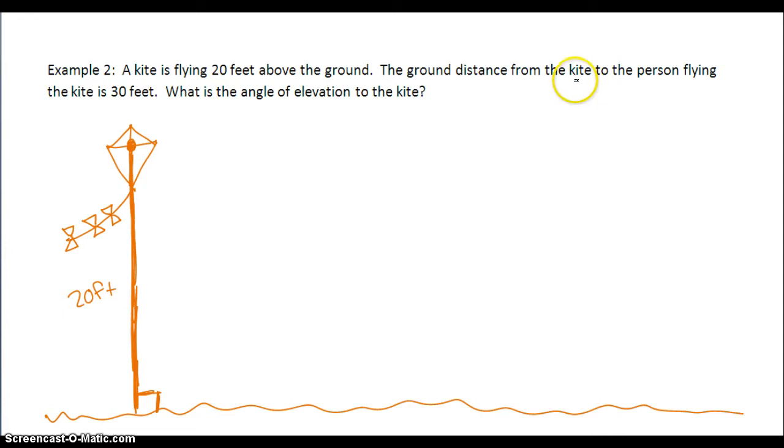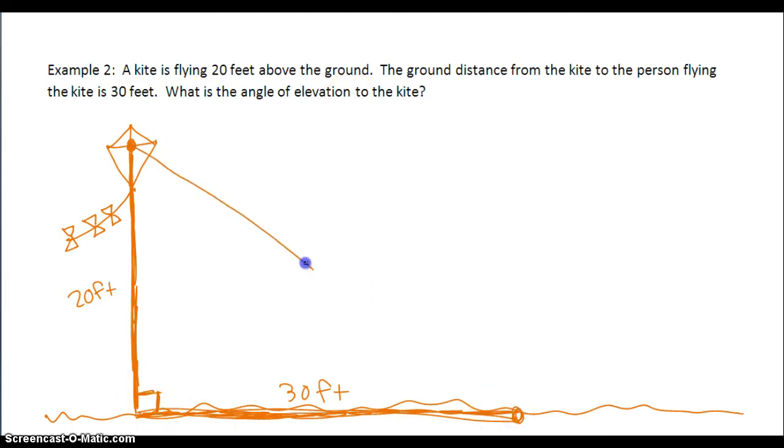The ground distance from the kite to the person flying the kite is 30 feet. So the ground distance is the distance on the ground. So this distance is going to be 30 feet. What is the angle of elevation to the kite? Well, the angle of elevation is created by the ground and the line of sight to the object above the ground. So the angle of elevation is going to be this angle right here. So I'm going to call that angle x. X in this case is my unknown.